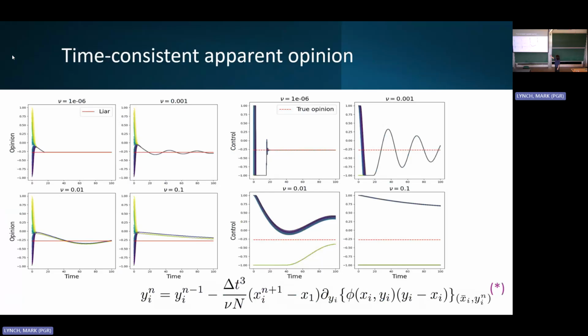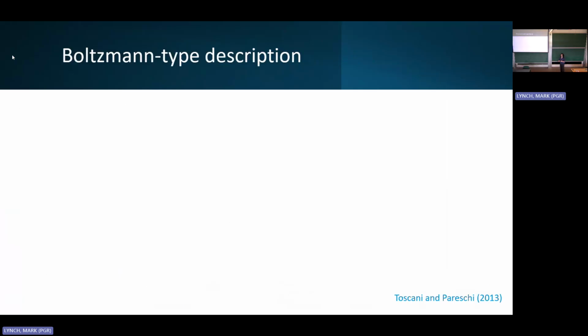Okay, and then mathematically it looks like this. Perturbation from y n-1, which is what you would expect. Cool. Okay, right, quickly, we're going to have a look at Boltzmann type. This will have some scary looking equations, I'm sorry.